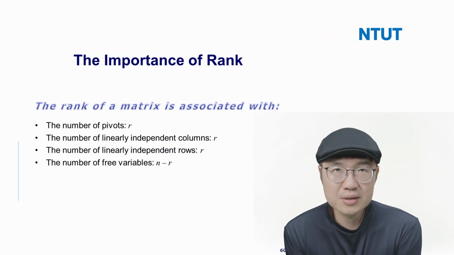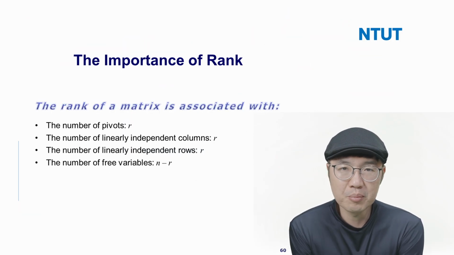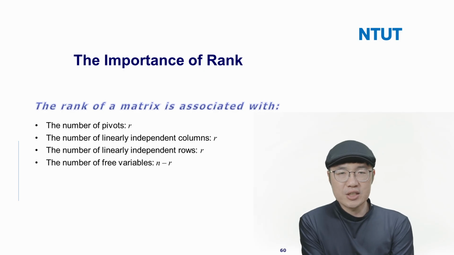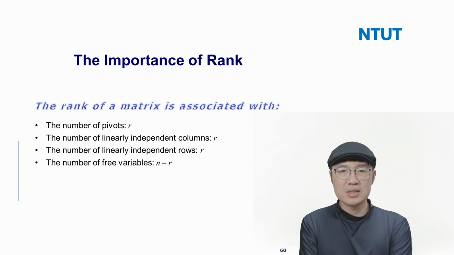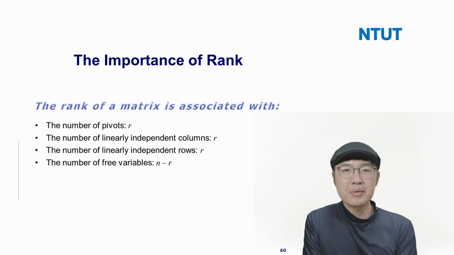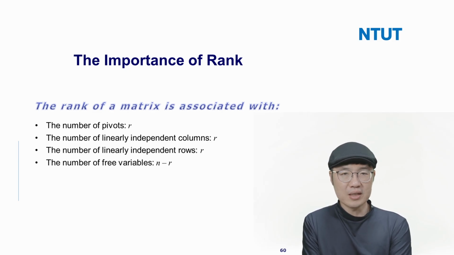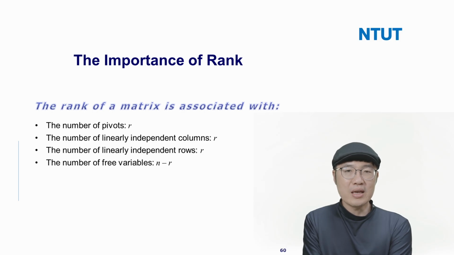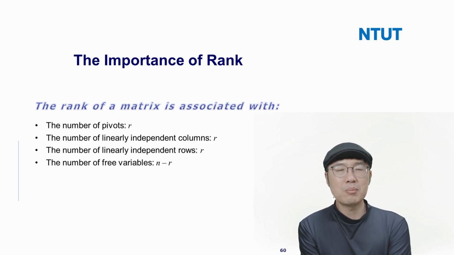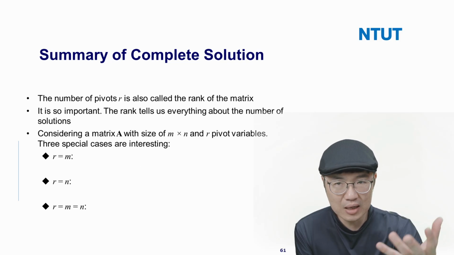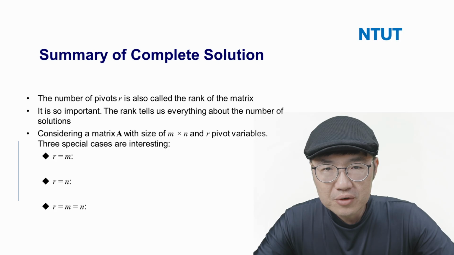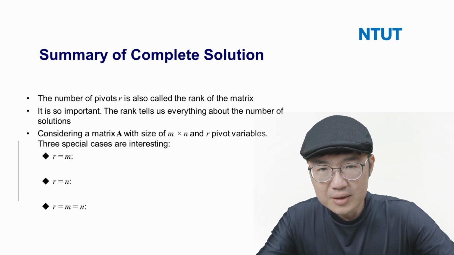Rank tells us a lot of useful information. We can tell, first of all, the number of pivots from the rank. Rank is the number of pivots, and it tells us the number of linearly independent columns. It also tells us the number of linearly independent rows. And the number of free variables is found by n minus r, the total variables n minus r.